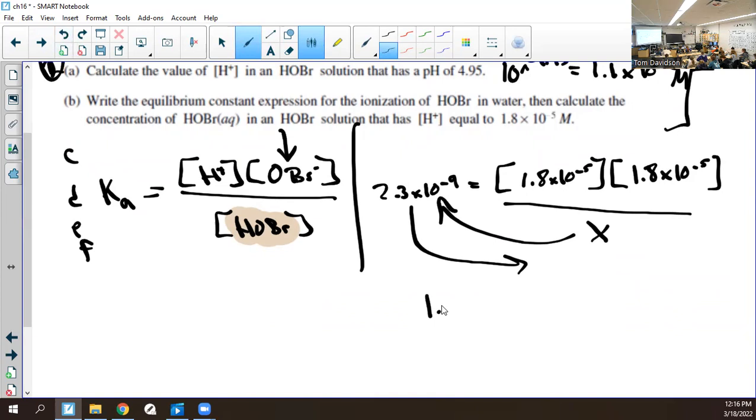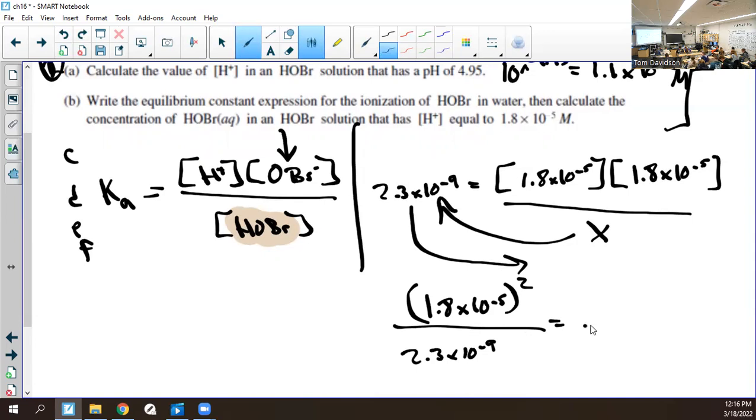So I end up with 1.8 times 10 to the negative 5th squared. And I'm going to divide that by 2.3 times 10 to the negative 9. I got... it should be a decimal. Negative 9? That one can't be right. 0.14 is much more accurate. Yeah, 0.14.